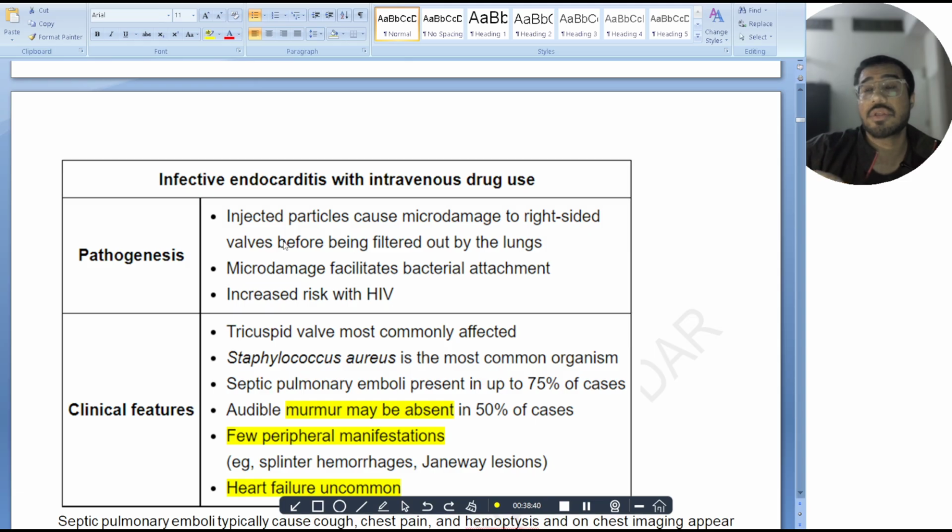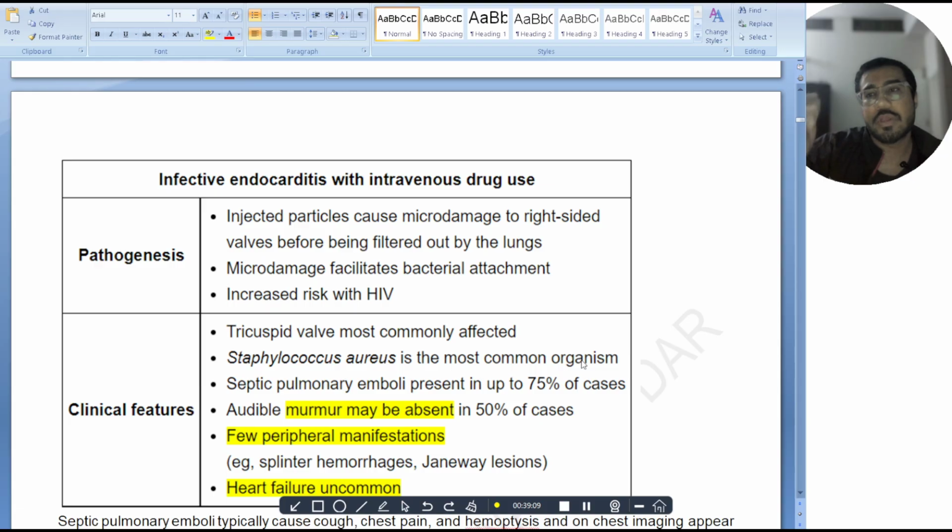So the IV drug users are going to have the right side affected, the tricuspid valve. Micro damage of the valves due to the particles hitting them, and the particles are introduced via the veins, results in bacteria being more easily able to adhere to the damage. Simple. What happens with IV drug use? The heart valve on the right side gets damaged. The bacteria then attach and cause infective endocarditis. Tricuspid, most commonly infected. Staph aureus is the most common organism.